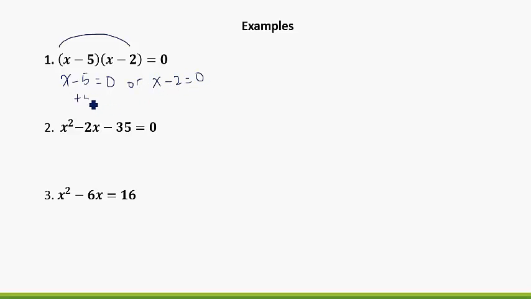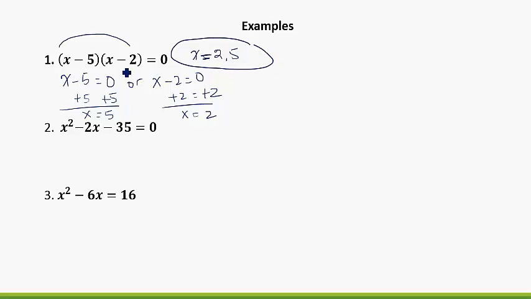So I can add 5 to both sides. I get x could be 5, or add 2 to both sides. X could be 2. So here my solutions are 2 or 5. So that's pretty straightforward if your quadratic equation is already factored. And we know this is a quadratic equation because if we simplified it, x times x is x squared.